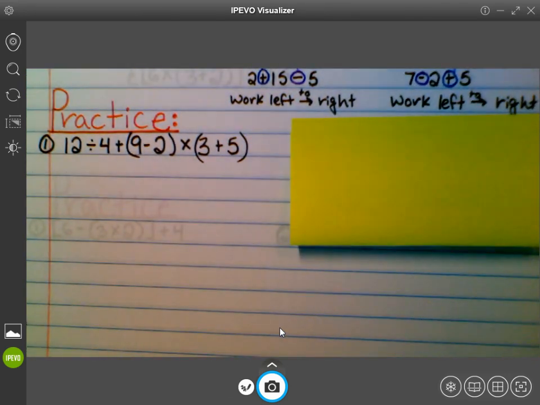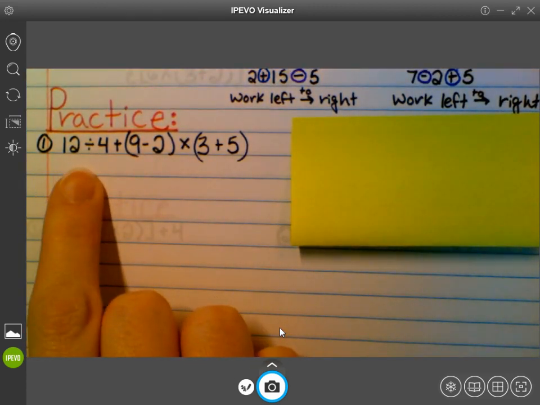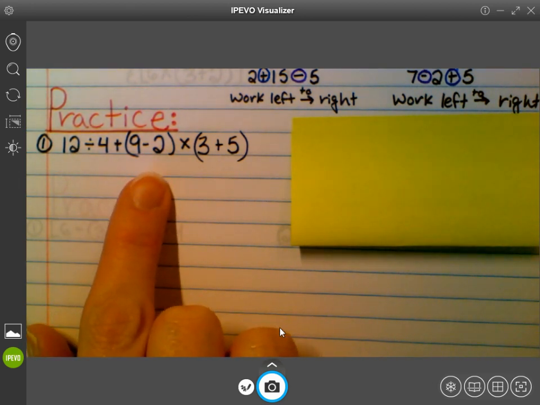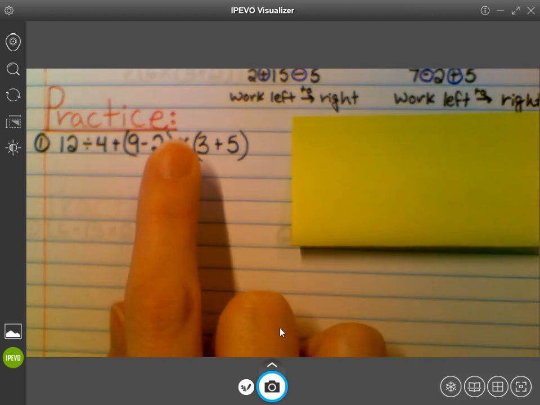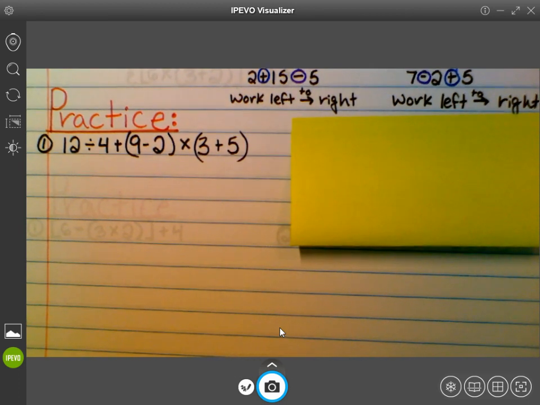Let's get it written down, please. So number 1. Our equation is 12 divided by 4 plus, then in parentheses I have 9 minus 2, times, then in another set of parentheses I have 3 plus 5. So give me a thumbs up when you have this written down. Perfect. Thank you. Eosis, do you have a question?